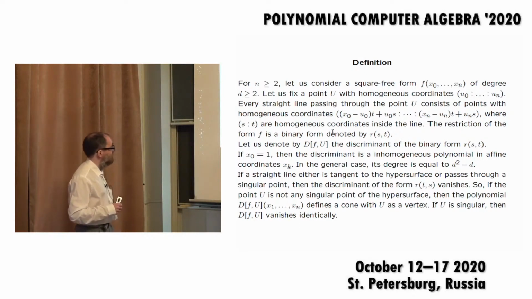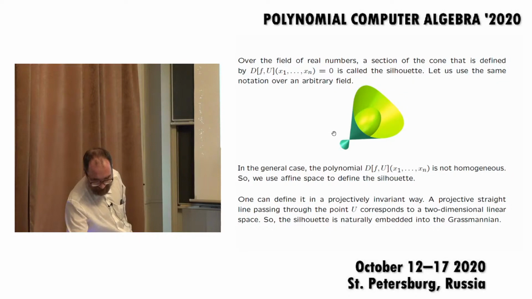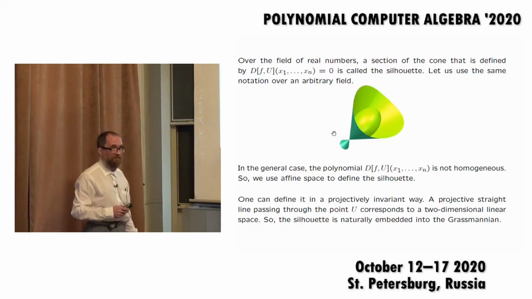So this polynomial is the desired polynomial. It defines the silhouette. In the general case, the polynomial D is inhomogeneous, but this construction can be defined correctly in projective space too.